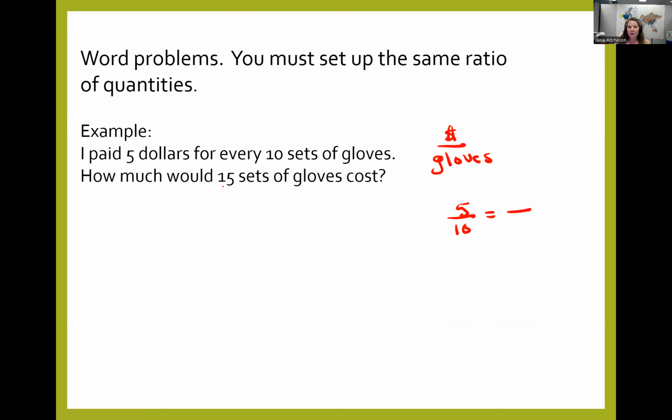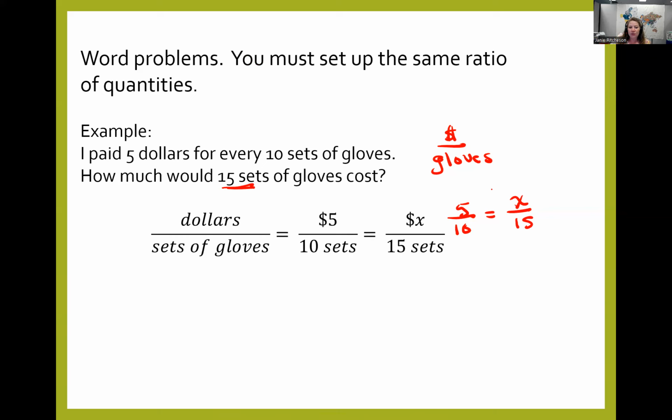This one, I would put 15 sets of gloves on the bottom because gloves is on the bottom, and my variable would be on the top with my dollars. How much would that cost? Well, I don't know. So my dollar amount is my variable. All right, so dollars over sets of gloves. Make sure you set up those proportions correctly. You keep like things together on the top and like things together on the bottom.